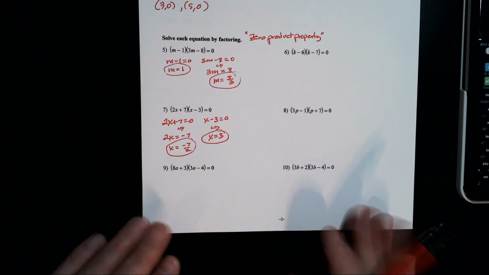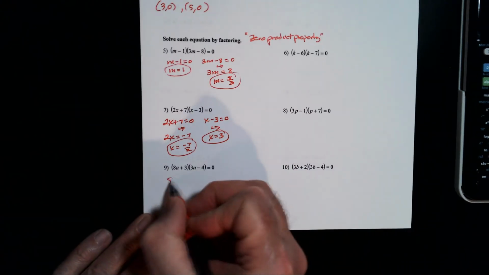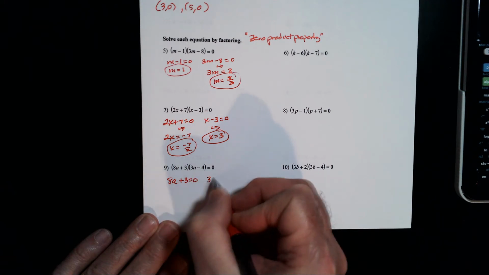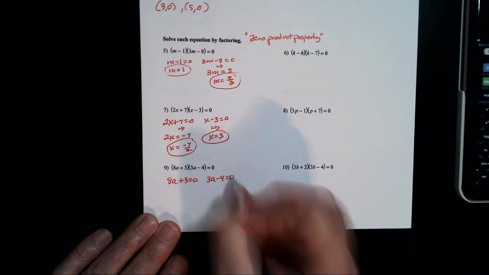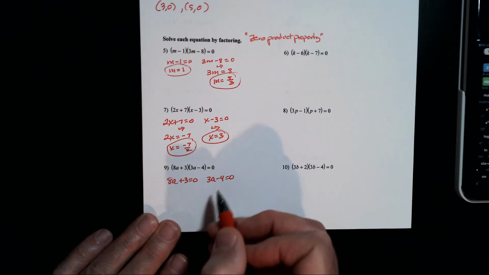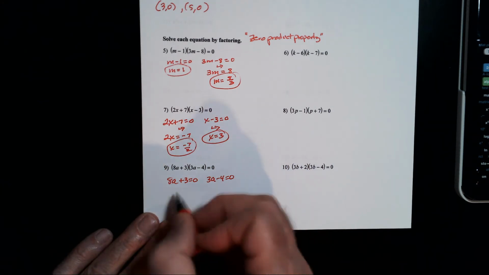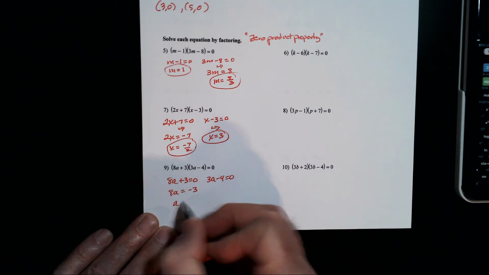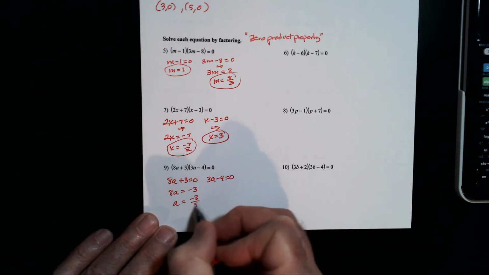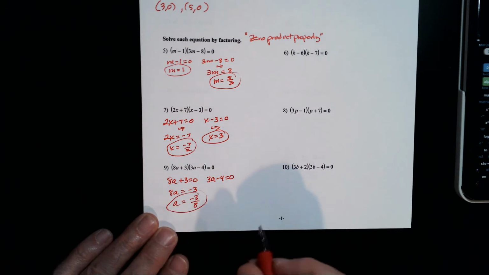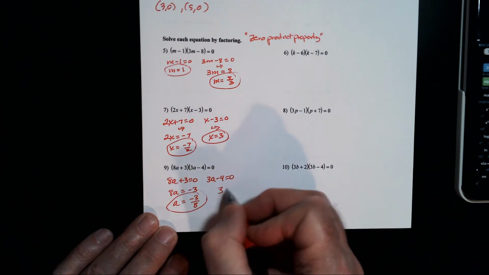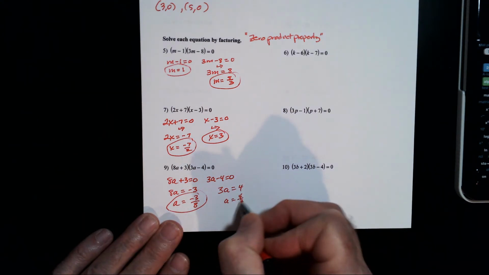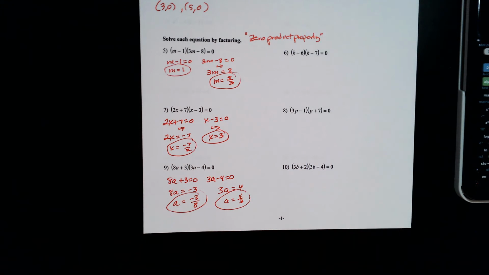All right, number 9, same kind of deal. We're going to say 8a plus 3 is equal to 0, 3a minus 4 is equal to 0. Solve them each using the zero product property. So here we'll subtract 3 and divide by 8. So negative 3/8 is one solution. Here we'll add 4 to both sides and then divide by 3. And the other solution is 4/3.